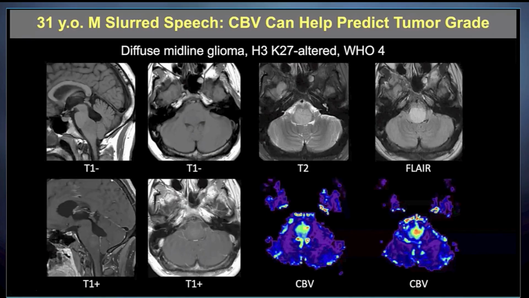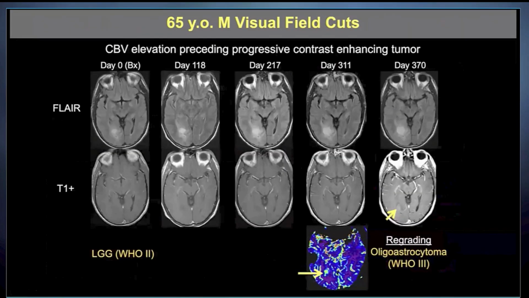So the CBV can sometimes be helpful for swaying your conclusion to be that of a high grade glioma, whereas the conventional imaging features might be suggestive otherwise. For gliomas, we often find CBV elevation preceding progressive contrast enhancing tumor.